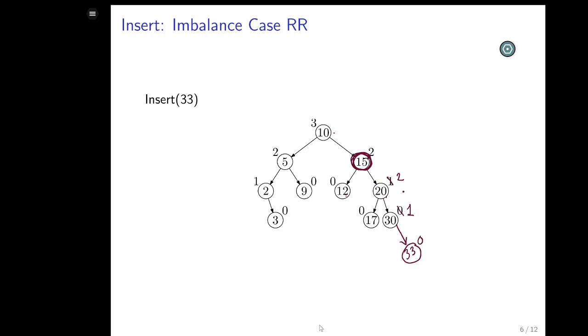What operation are we going to use to fix this imbalance? Don't look at the top. What are we going to do to fix the imbalance? Oh, it shows us the case. You don't know what to do. What do? Rotate left.